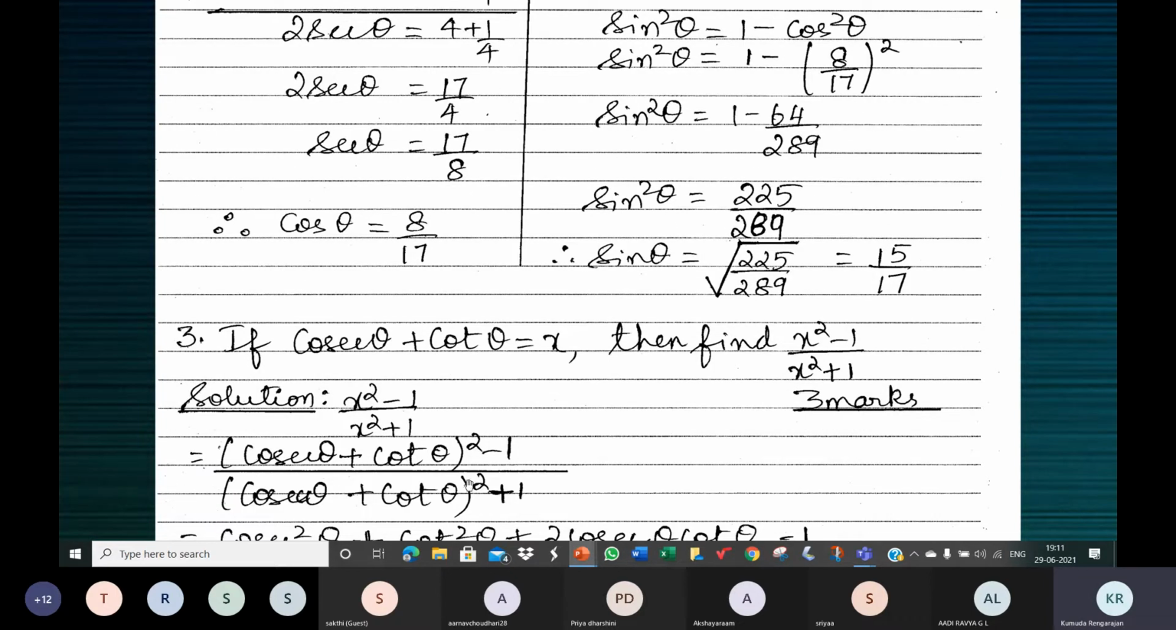This is correct. We need to find this. Is this right? Yes, ma'am. Just see, we need to find this one.